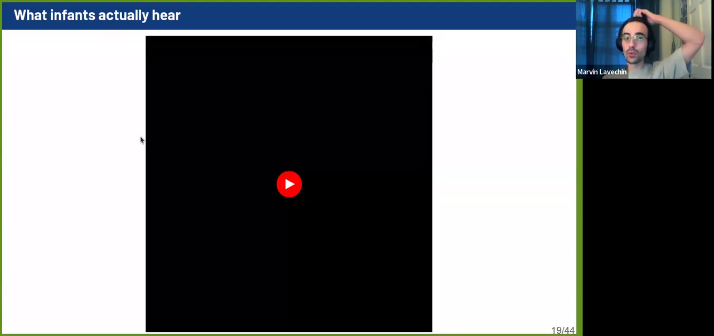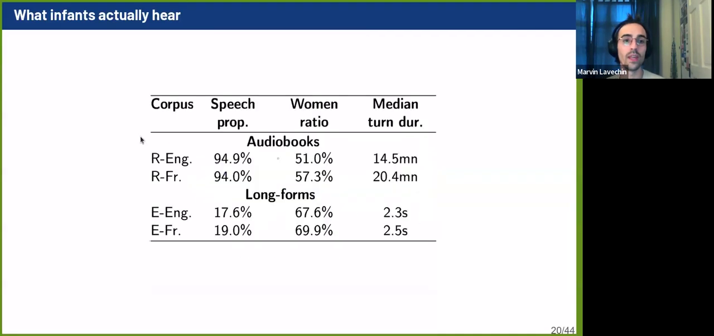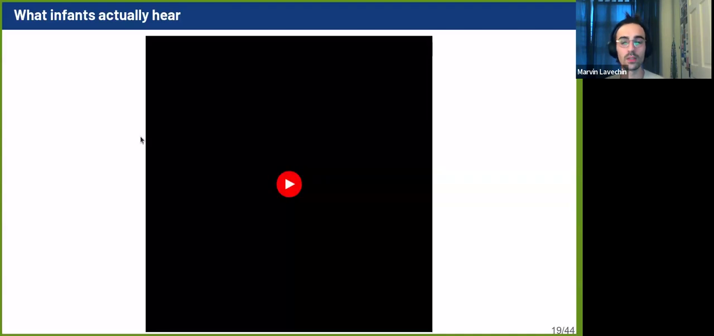One way to place these models in a child environment is to use long-form recordings, collected using child-worn microphones that I was talking about at the beginning of the presentation. We use LENA long-forms that capture the child's language environment. As you can imagine, they are super noisy. They contain close-field as well as far-field speech, a wide array of environmental noises, and people may sing, mumble or shout. This is naturalistic speech, really different from audiobooks.